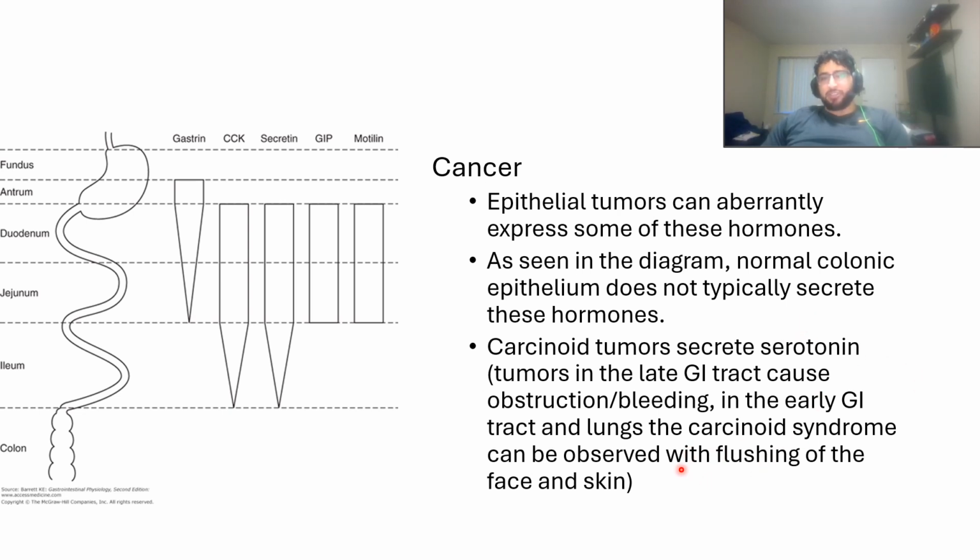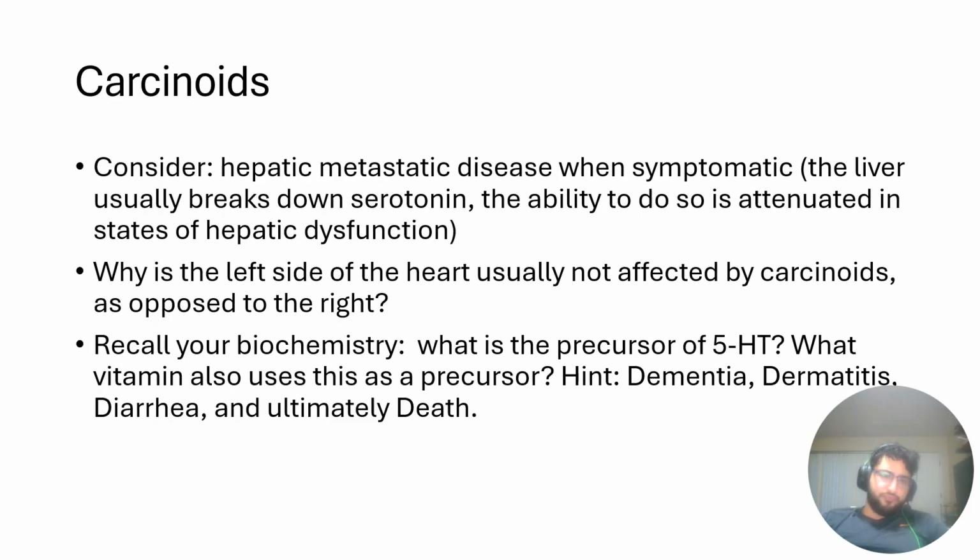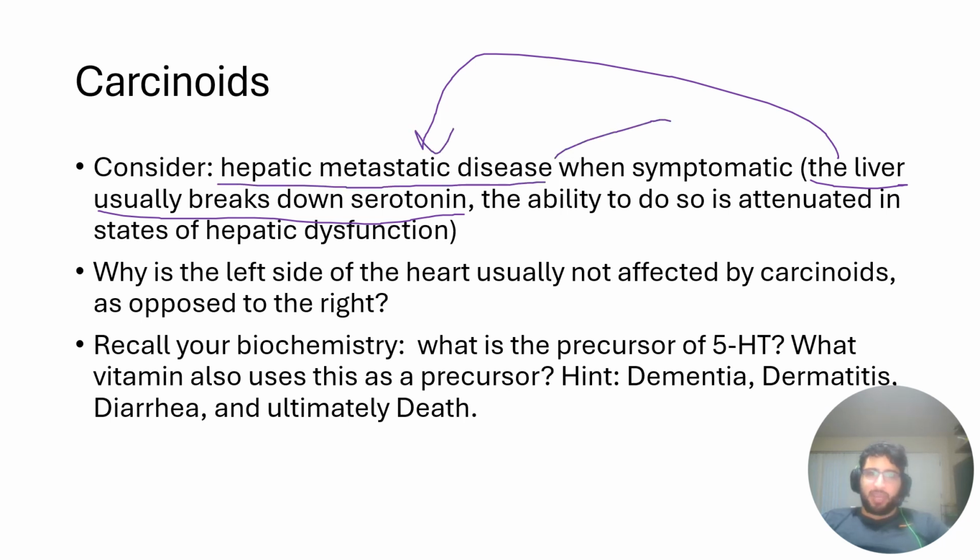There's a reason why the early GI tract and the lungs cause this flushing of the face and skin. And this is dry flushing. You're not sweaty. You're not diaphoretic. You're not anxious or tremulous, but you just flush. So here's what I want you to consider. In hepatic metastatic disease, when symptomatic. Okay, so carcinoids that have hepatic metastatic disease are symptomatic. The reason why is that the liver usually breaks down serotonin. If the disease is metastatic, then the patient becomes symptomatic.